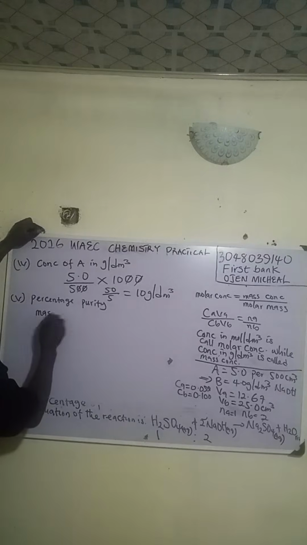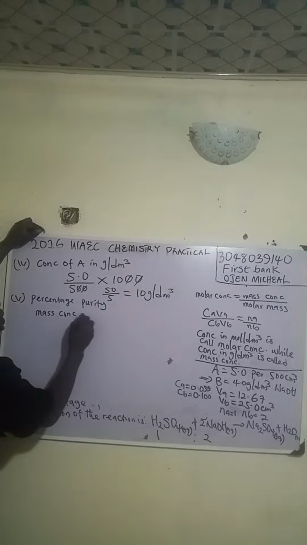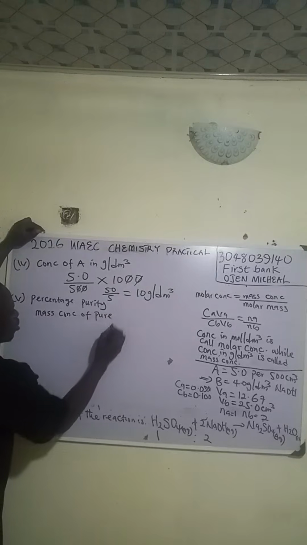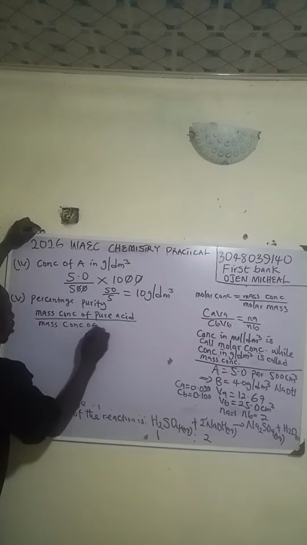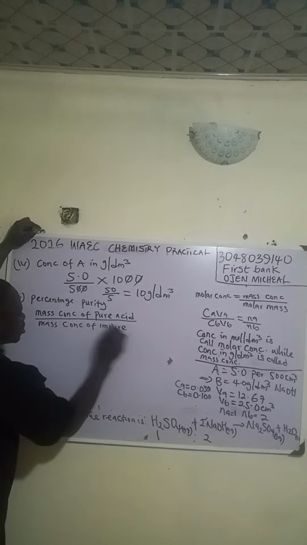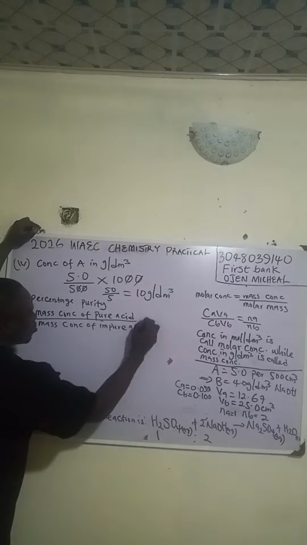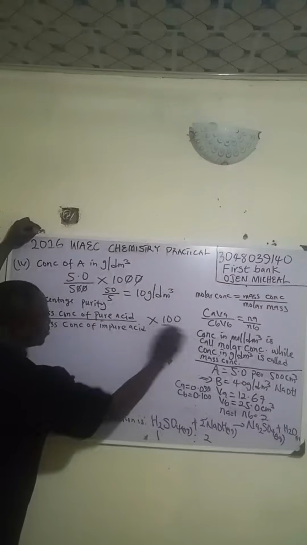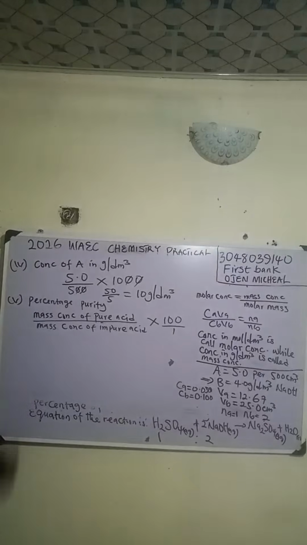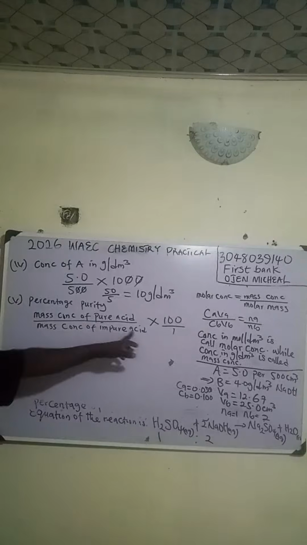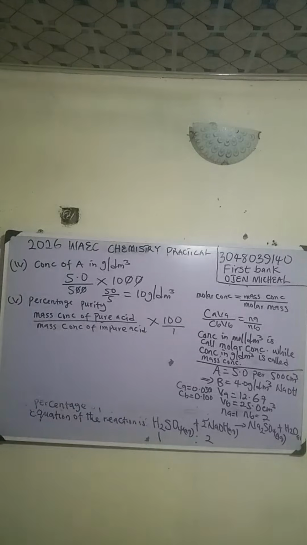Mass concentration of pure acid over mass concentration of impure acid, multiplied by 100 divided by 1. Of course, it's just like that. This is how to calculate percentage purity: mass concentration of pure acid divided by mass concentration of impure acid, multiplied by 100.